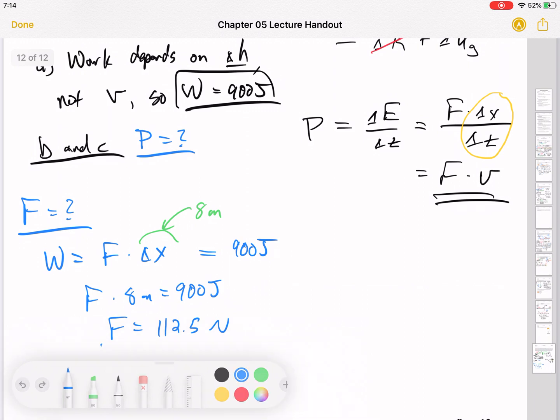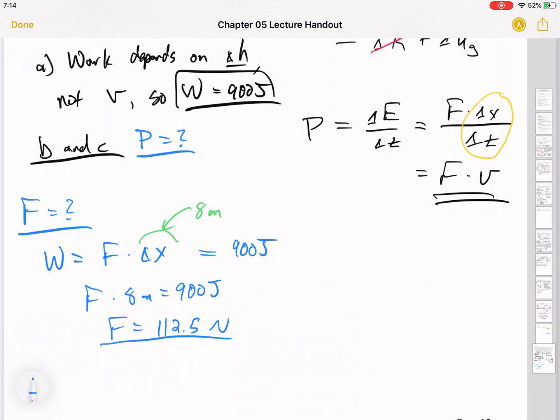Maybe I shouldn't box that because that's not my final answer. But now that I know the force required, that's the same force for A and B. It's the same force because I don't have to pull harder to keep it moving. I have to pull hard for a moment to get this to speed up, but once it's at speed, you don't want to accelerate anymore.